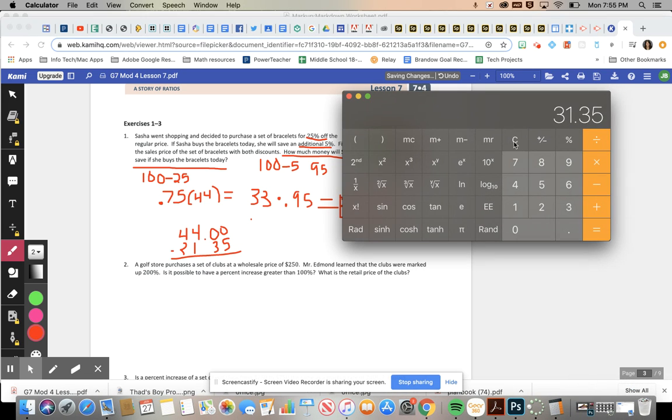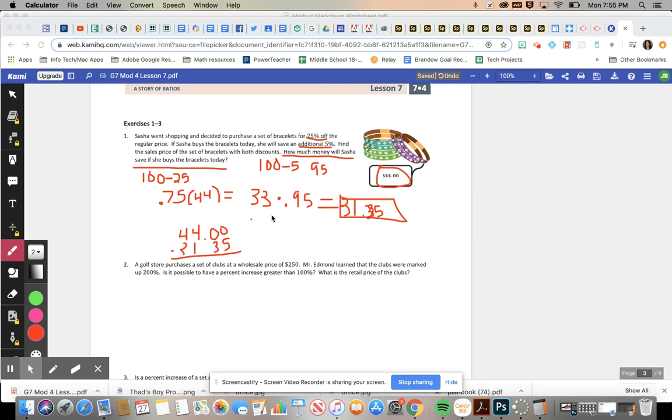So $44 minus $31.35 is $12.65. So that's not a bad amount to save on bracelets. $12.65 is the amount that she's going to save.